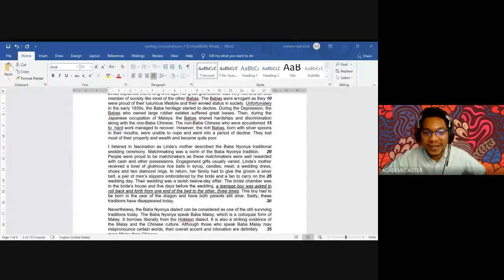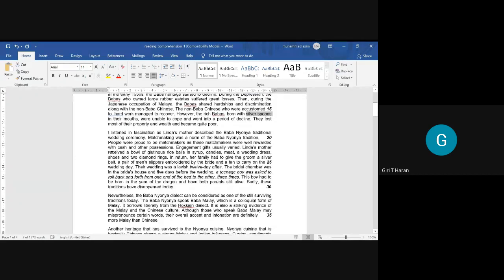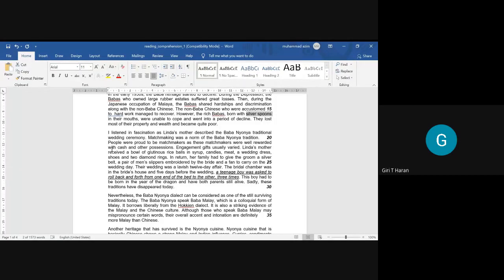Next, I want who? Who? Giri, alright. Okay, Giri. Where are we now? This one. I listened in fascination as Linda's mother described the Baba Nyonya traditional wedding ceremony. Matchmaking was a norm of the Baba Nyonya tradition. People were proud to be matchmakers as these matchmakers were well rewarded with cash and other possessions. Engagement gifts usually varied. Linda's mother.